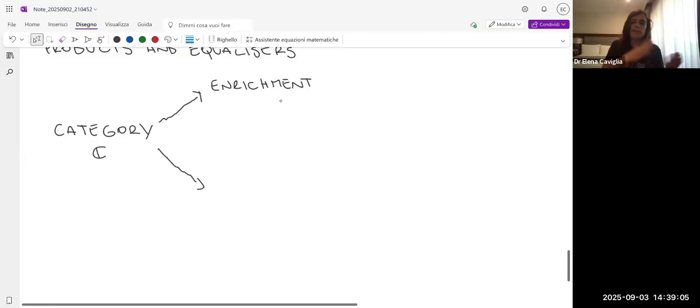But we can do this in many different ways, right? We can enrich over many different kinds of categories. Okay, so if we enrich over the category C, we obtain what we call C-categories. So it's a way to, starting from a category C, construct some kind of other categories that are related to C somehow. But we can think of a completely different approach, an internalization approach.